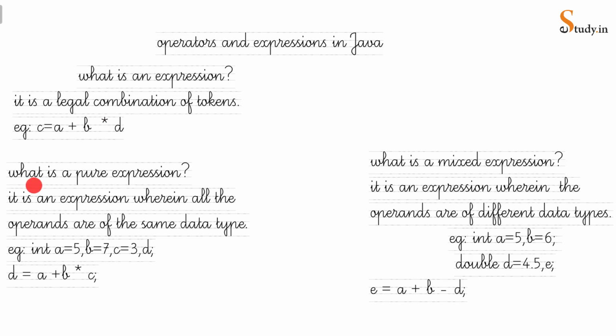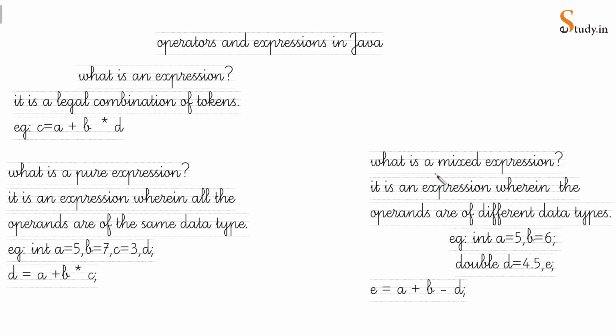Next comes, what is a pure expression? Now that we've understood what an expression is, a pure expression is one where all the operands are of the same data type. That means all the operands would be of a single data type. If you see this expression here, we have A, B, C and D, four operands. What is the data type of A, B, C and D here? If you see, int. All four operands in this expression are of the same data type, int. So it is a pure expression.